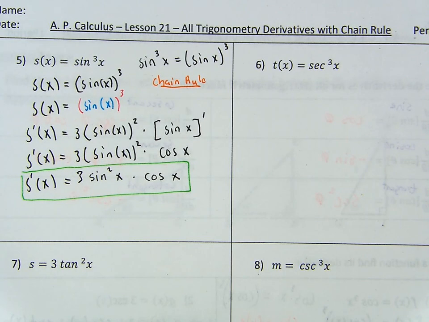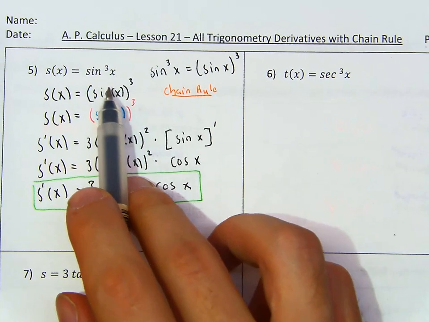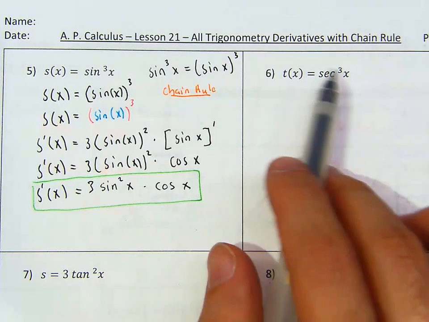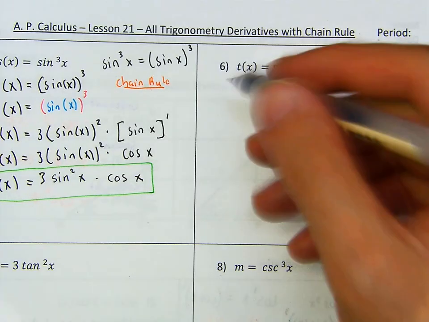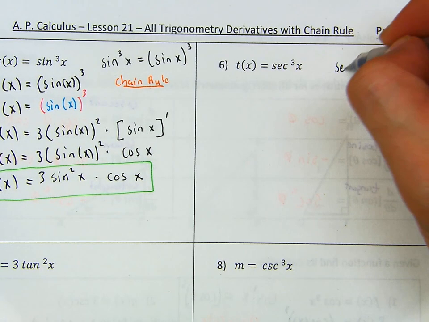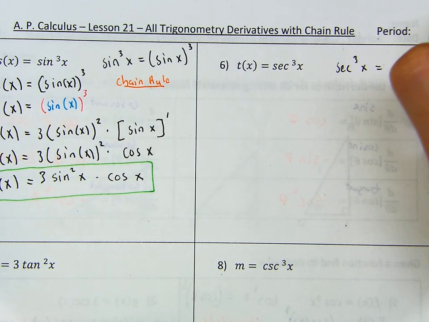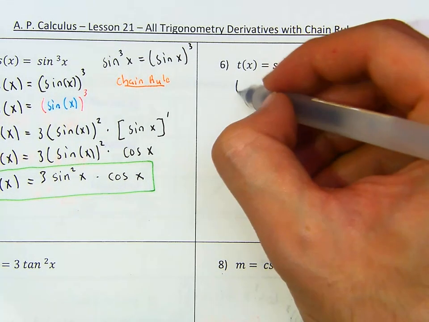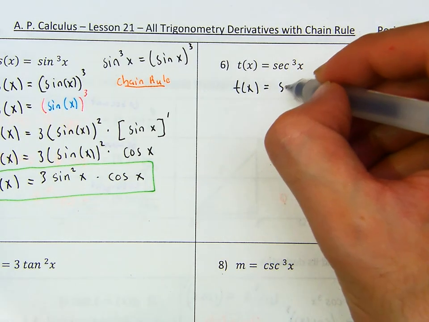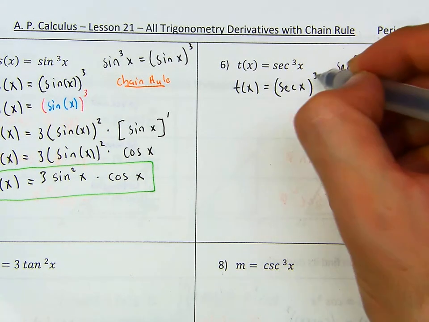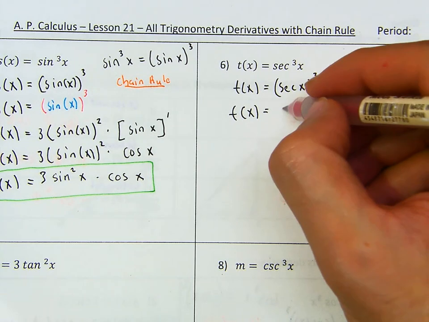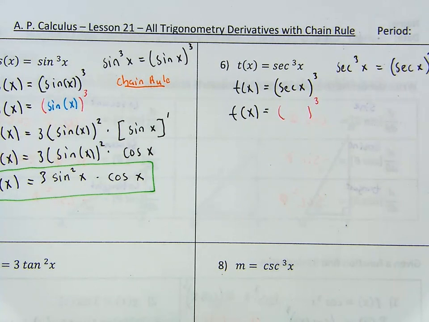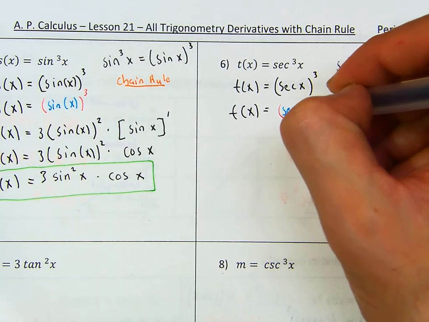Trust yourself, right? You can do this, right? Oh, look, we just did this, right? It's just, instead of sine, we're doing secant. And we know the derivative of secant, right? So what's the move here? Here we have secant cubed x is the same as secant of x, the whole thing cubed. So we have t of x is equal to secant x, the whole thing cubed. Now this is the setup, right? Always set this up. This is the red, and here's the blue, secant x, right?